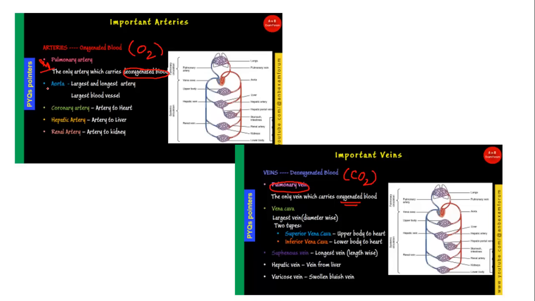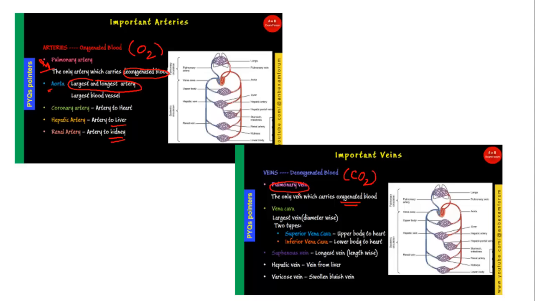The next one is the aorta. Why is it important? Because it is the largest and the longest artery. Even it is the longest blood vessel. And others which are important from the exam point of view are coronary artery, hepatic artery, and the renal artery. The artery which goes to the heart is called the coronary artery. The artery which goes to the liver is the hepatic artery. And the last one, renal artery, which is going to the kidney. As the word renal itself suggests, it is going to the kidney.